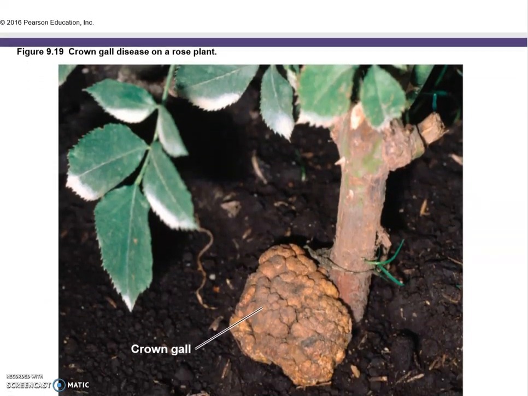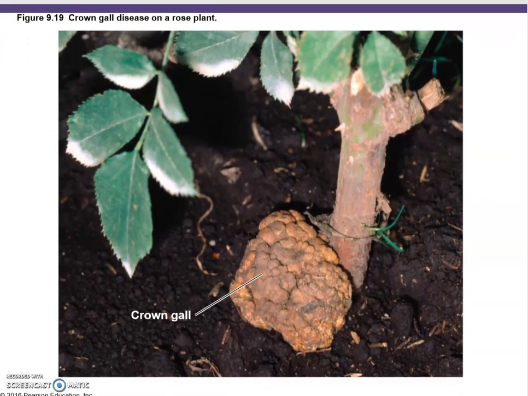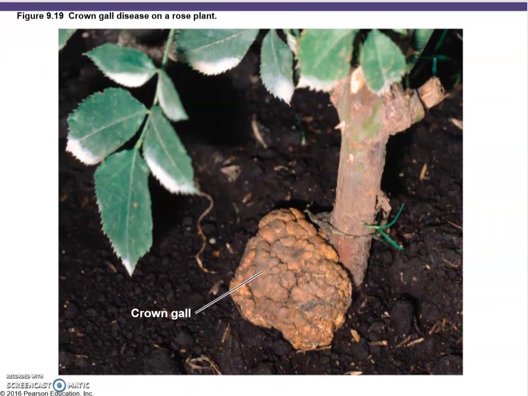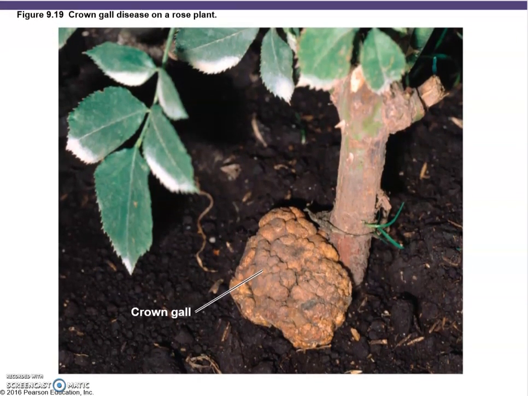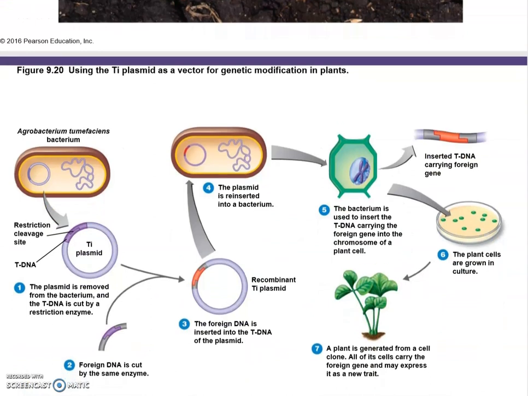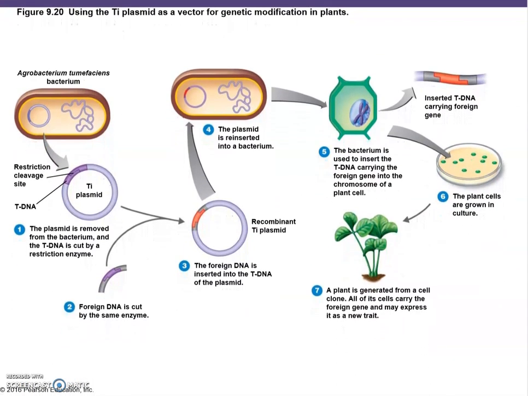And here are some examples for that. Here is the tumor that Agrobacterium tumefaciens can induce, seen here on a rose. And here is the general procedure using the Ti plasmid as a vector for genetic modification of plants. You start out with your Ti plasmid right here. You're going to manipulate the plasmid and put a new foreign DNA piece into it, so you're making a recombinant Ti plasmid out of that.